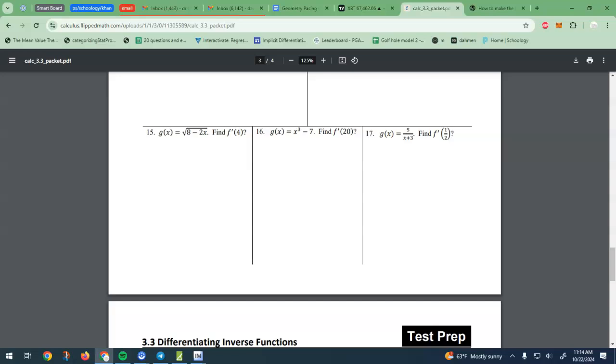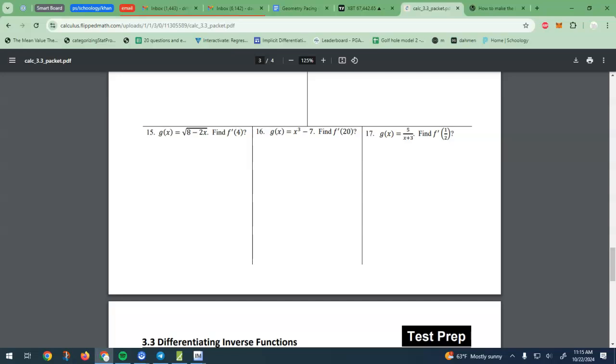I got to solve for x, so I'm going to square both sides to get rid of that root. So 16 equals 8 minus 2x. And then I can subtract 8 and divide, and I'll get negative 4. That's just like the first one. That's the g inverse. So now I really have 1 over g prime of negative 4. So then we got to find g prime.